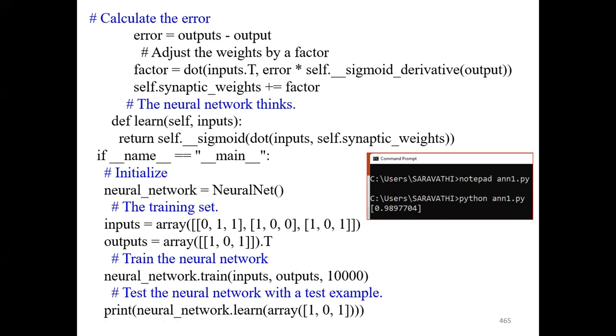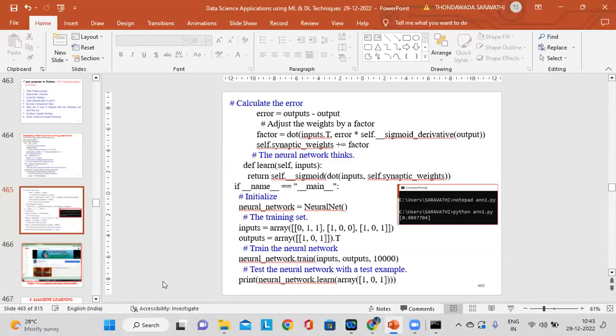0.98, 97%, I got. Yes, 101 is presented in the input data set. This is the way we are training the process. Okay, and now see here, I'm sharing this program.